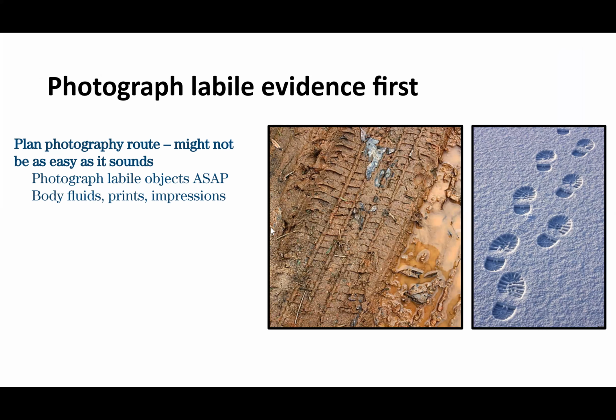All right, so photographing of labile evidence should be done first. Labile, you remember, means evidence that could be changed or washed away relatively quickly. So you want to plan your route, and this might not be as easy as it sounds because you don't want to step on the evidence itself. You want to photograph the labile objects as soon as possible, and these include things like body fluids, which obviously could change, like dry out. Prints, impressions, these are snow prints, footprints, and obviously mud prints.